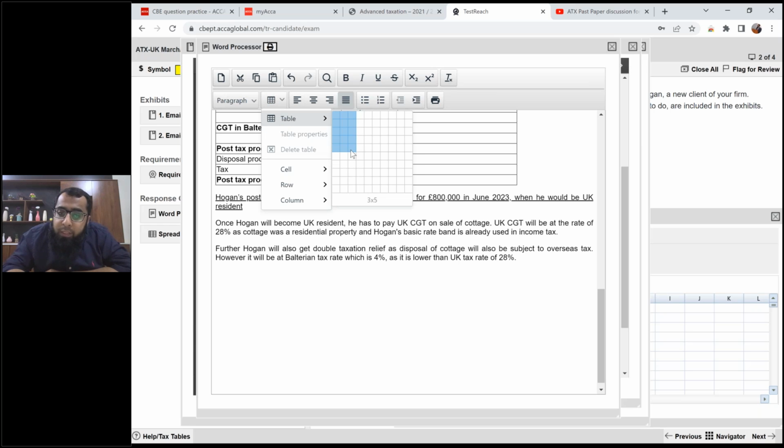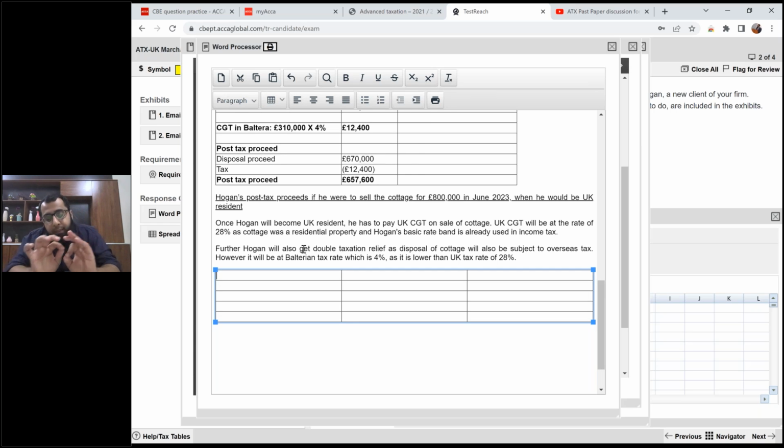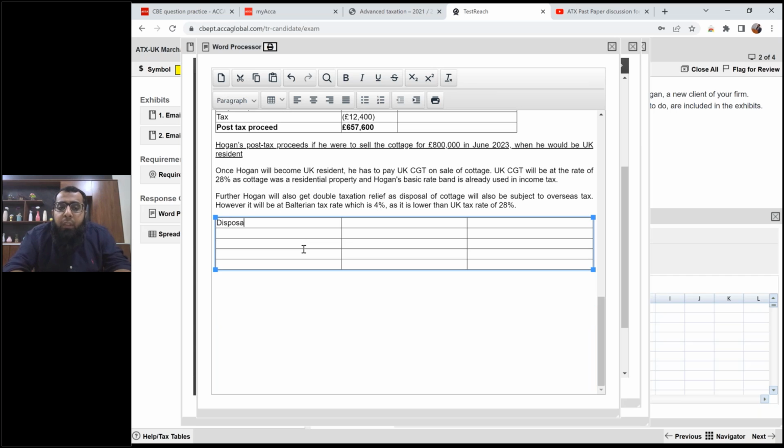I want you all to concentrate on it. What you need to understand is that there will be some small information in which you may make errors, but that does not mean that you will get a 0 in the requirement. Those small pieces of information will hardly cost you 1 or 2 marks. So now the disposal proceeds will be, can anyone tell me?